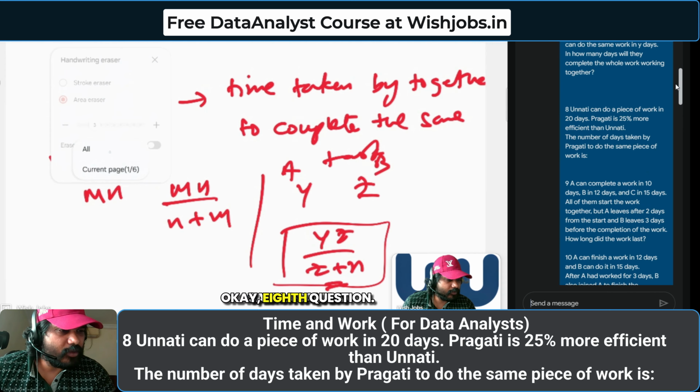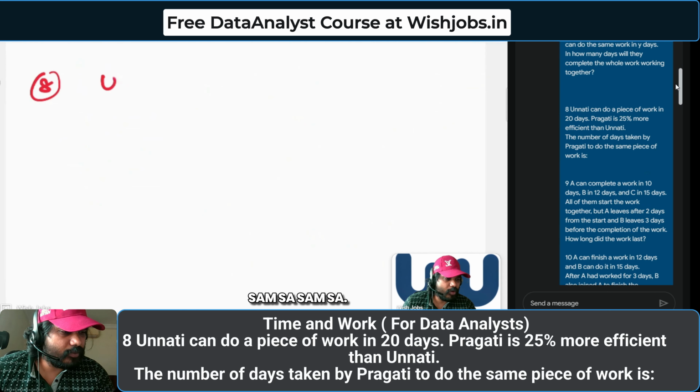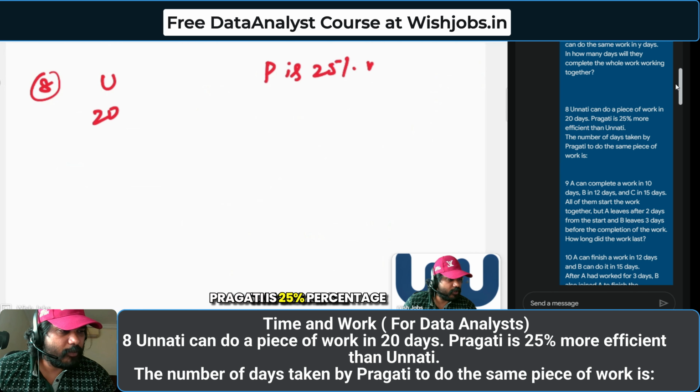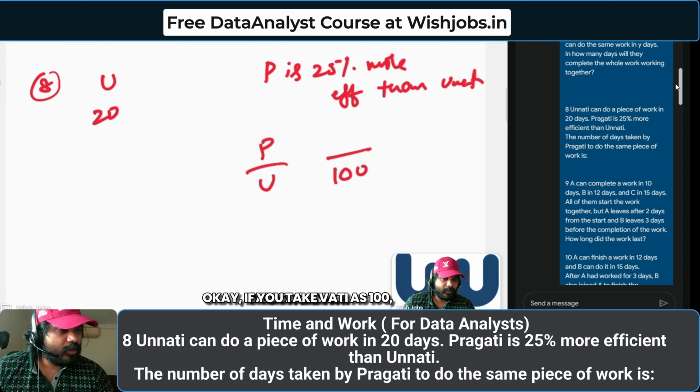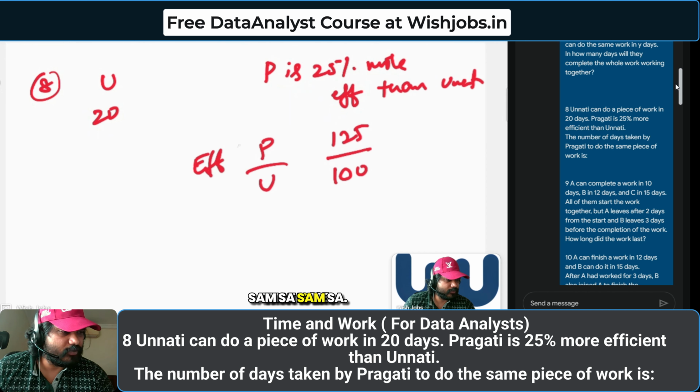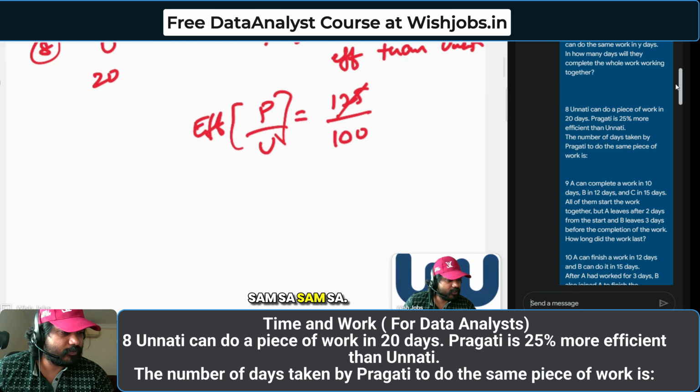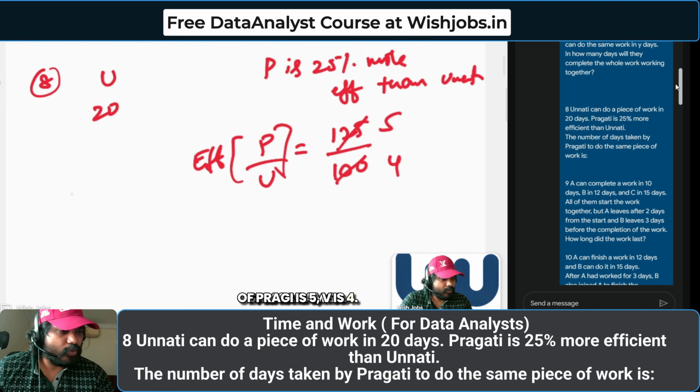Eighth question. Unnati can do a piece of work in 20 days. Pragati is 25% more efficient than Unnati. If you take Unnati as 100, Pragati is 25% more, that is 125. These are efficiencies. That will be efficiency of Pragati is 5, Unnati is 4.